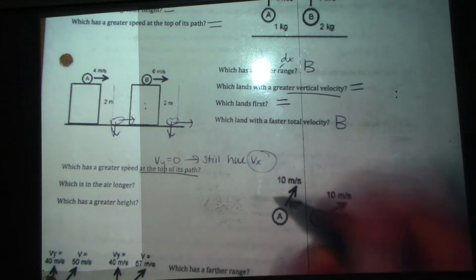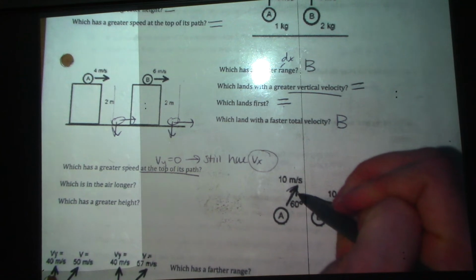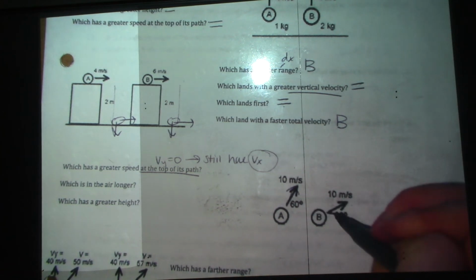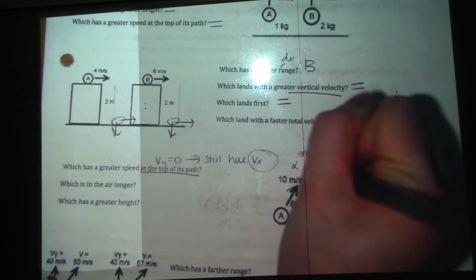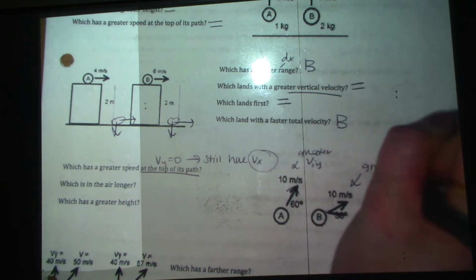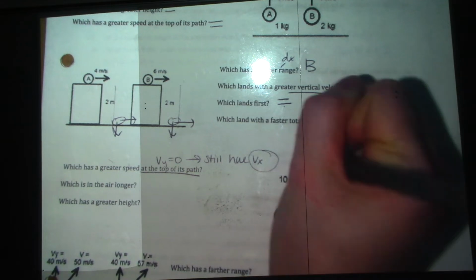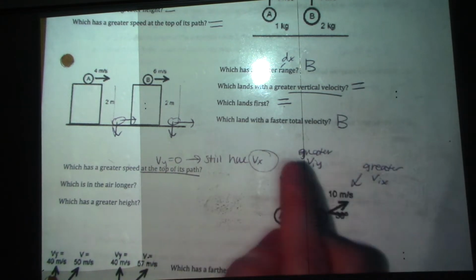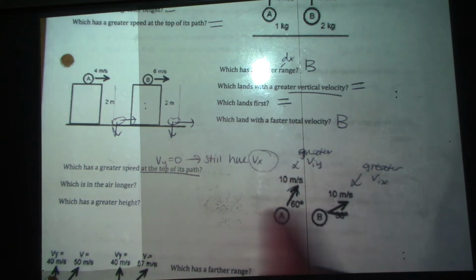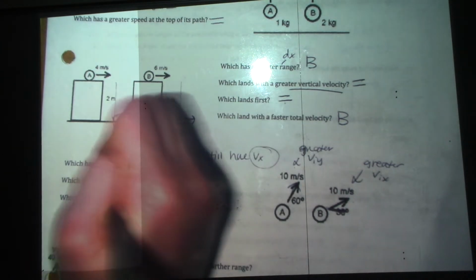If you look at these, this one has a greater initial y velocity, this one has a greater x velocity because x is sideways. So this one has a greater Viy, this one has a greater Vix. And we know the x velocity is constant, so at the top, whoever has the greatest at the top is just the one that had the greatest x at the beginning, so B had the greater x.